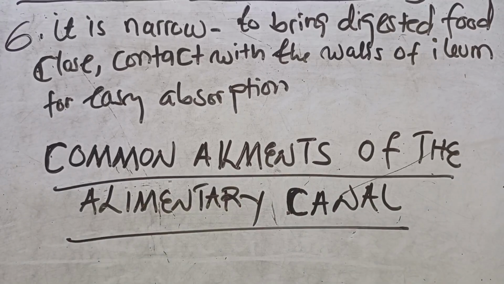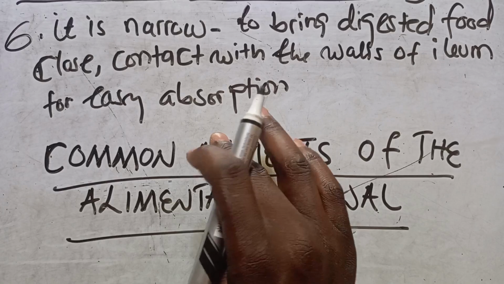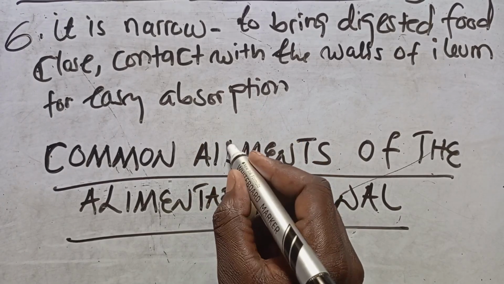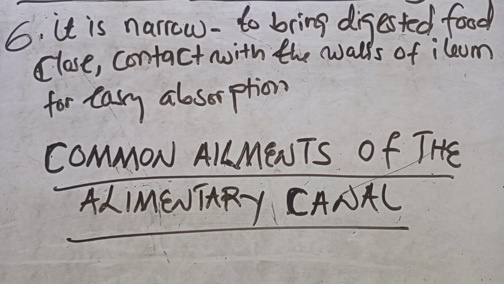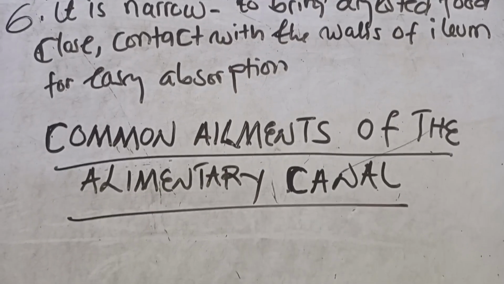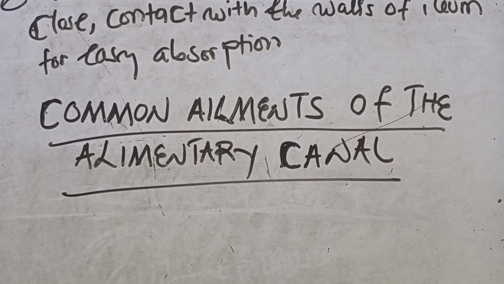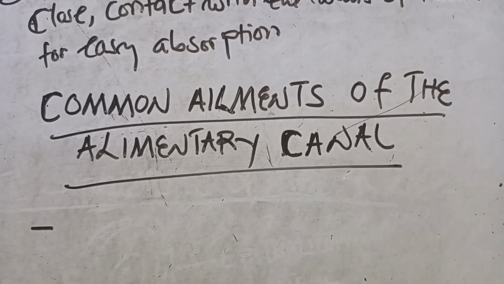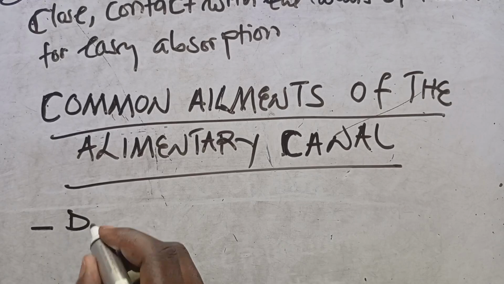This is what I want us to talk about. The ailments of the alimentary canal. So what are some of the ailments or the problems that are associated with the alimentary canal that come about as a result of what? The digestion process. So the first one is the common problem which we all know, which is diarrhea. Diarrhea is one of the ailments of the alimentary canal.